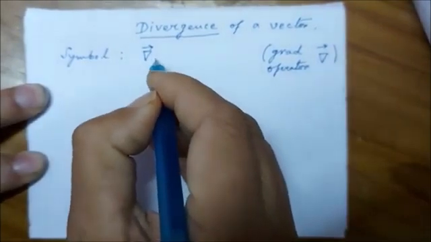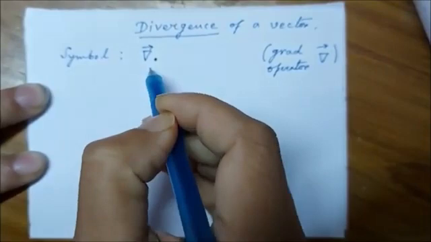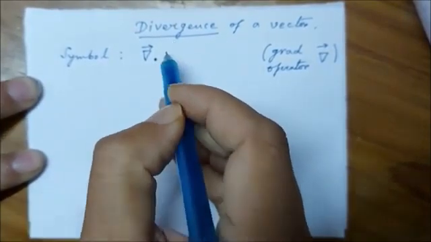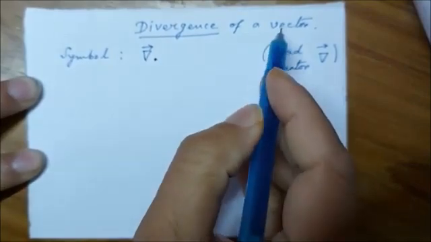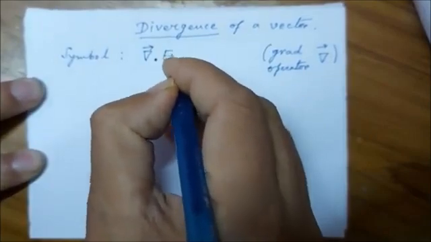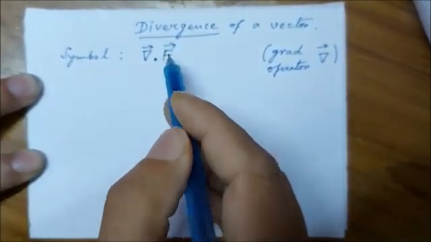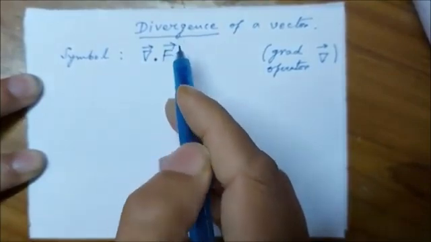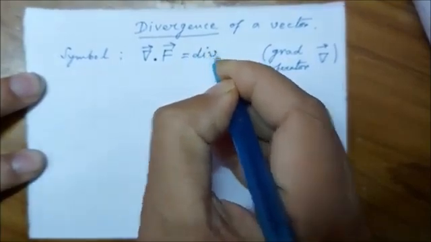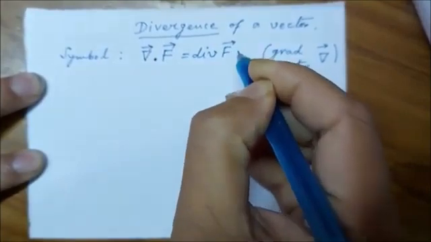If we put a dot after this, then we mean a different operation, and this operation is called divergence operation. Divergence operates upon a vector. Suppose the vector we denote by vector f. So this is how we denote the operation called divergence, and we call it div or divergence of vector f.